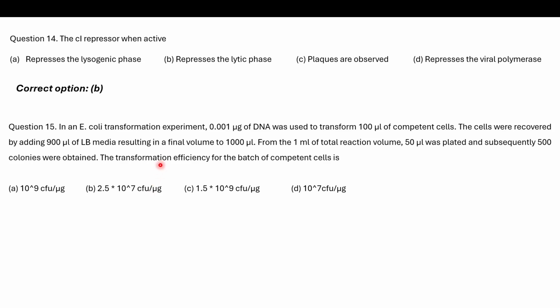Now, this is an exam question regarding transformation efficiency. In this question, this much amount of DNA was added to transform this much volume of competent cells. Okay. Now, the cells were recovered using this much LB media so that the final volume became 1 ml. And out of this 1 ml recovery volume, 50 microliters was plated, and the number of transformed colonies we got was 500. Okay. So can anyone calculate and let me know the transformation efficiency?